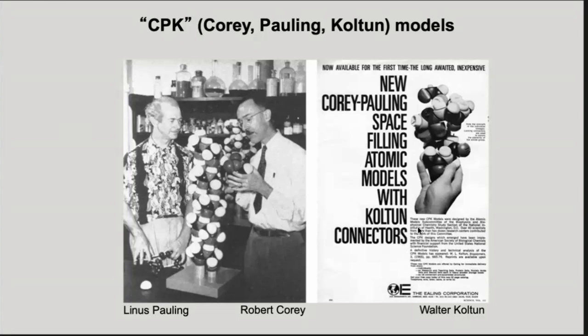And I actually found this old ad advertising a new type of molecular model available from some company. It says, new Corey-Pauling space-filling atomic models with Colton connectors. And from that point on, these became known as CPK models. That refers to the physical models made out of either wood or plastic that you can put together in chemistry class. It refers to any space-filling representation of a molecule. And later on today, we'll talk about the fact that it's also a term that's used to describe the color scheme, where you use different colors to distinguish the elements.